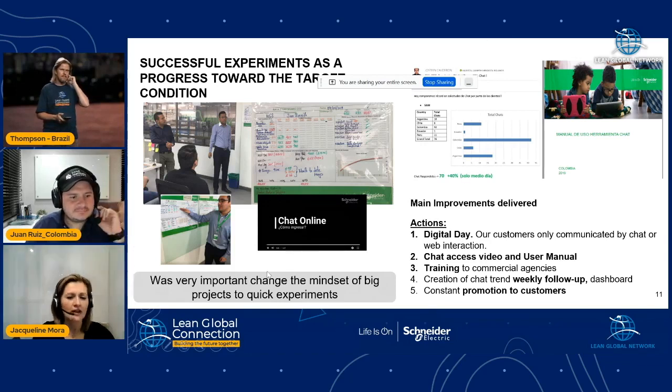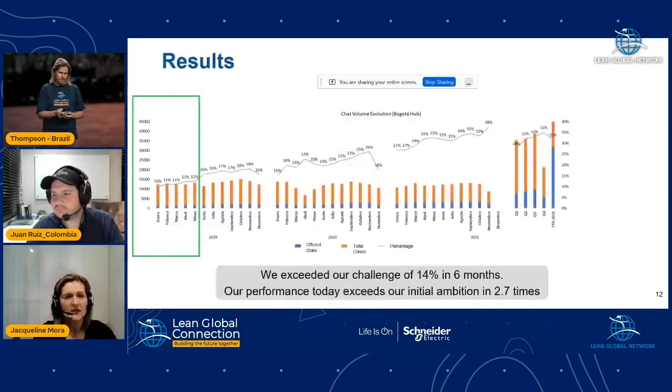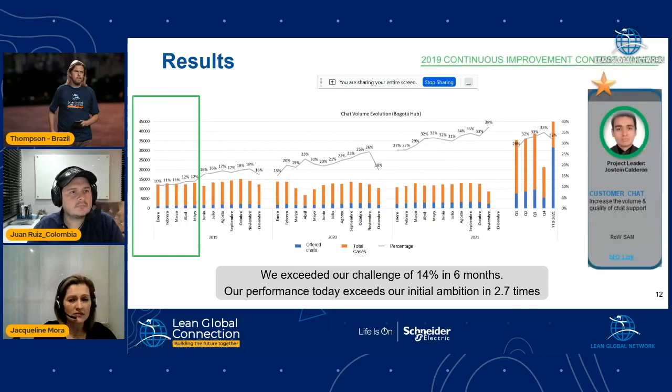Okay. So in this part, when we create these 5 experiments, it was very important to change the mindset from big projects to quick experiments. Related to the result, you can see in this graphic the evolution of volume in our interactions by chat in CCC. So we exceeded our first challenge of 14% in our first 6 months, and our performance today exceeds our initial ambition 2.7 times.